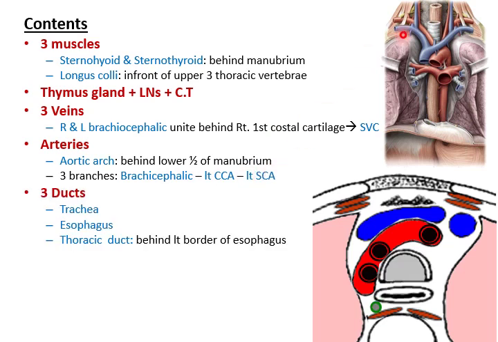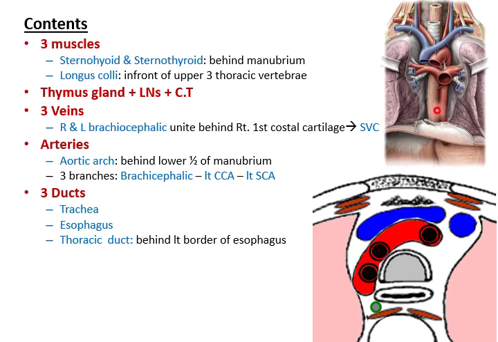Now we have three ducts. Just behind the arch of aorta and its big branches is the trachea. The trachea is made of cartilaginous rings, C-shaped, deficient posteriorly, and behind the trachea is the esophagus. The esophagus begins in the neck, descends in the superior mediastinum, passes behind the heart, in the posterior mediastinum, passes through the diaphragm to end in the stomach.